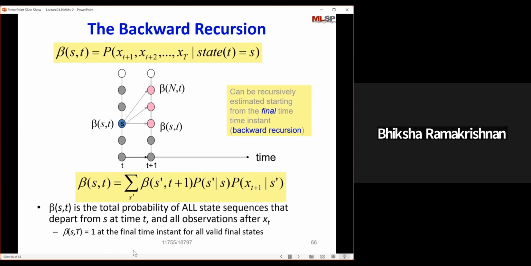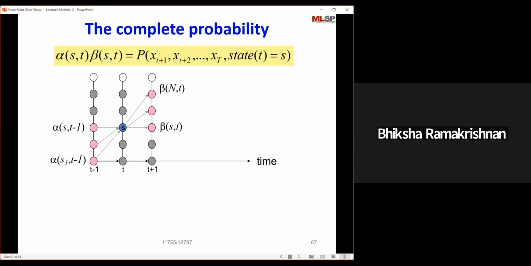Perfect, right? And so I can just say that at the final time instant, there is no future. So the probability of the future is 1. And so I can say beta S of t equals 1 at the final time instant. And then I can begin, because the beta at each time is computed based on the betas in the future, I can start at the final time instant and work my way backwards and compute the betas for all the nodes in the trellis. And so this is just like the forward algorithm.